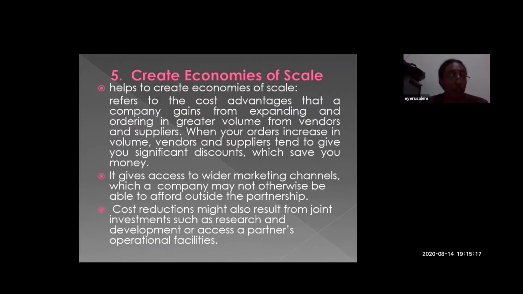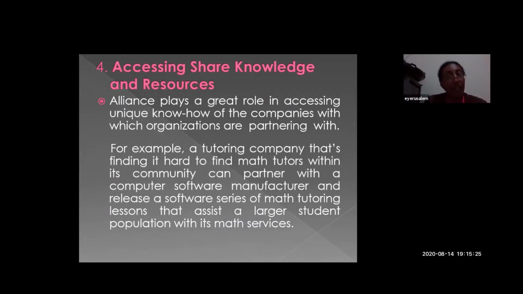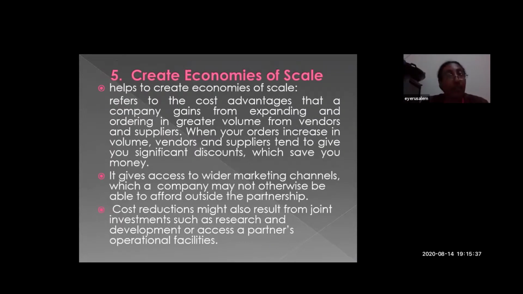From the example, you can understand that if two companies make an alliance, they can solve a problem, and they can share resources and they can share knowledge. The fifth role that strategic alliance plays is creating economies of scale. This refers to the cost advantage the company gains from expanding or ordering in greater volume from vendors or suppliers.